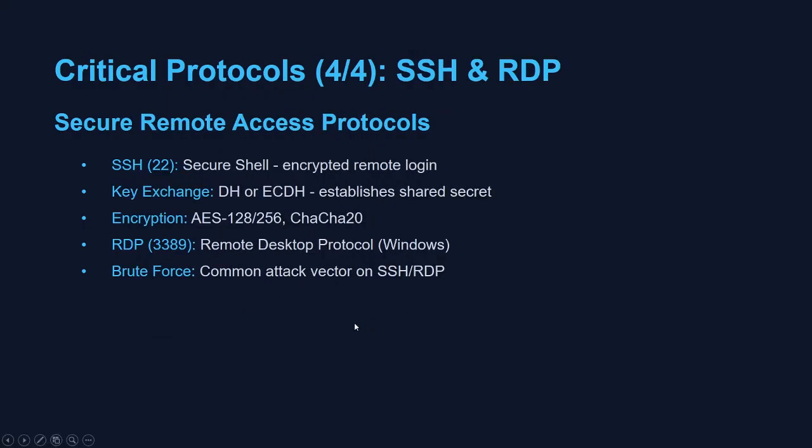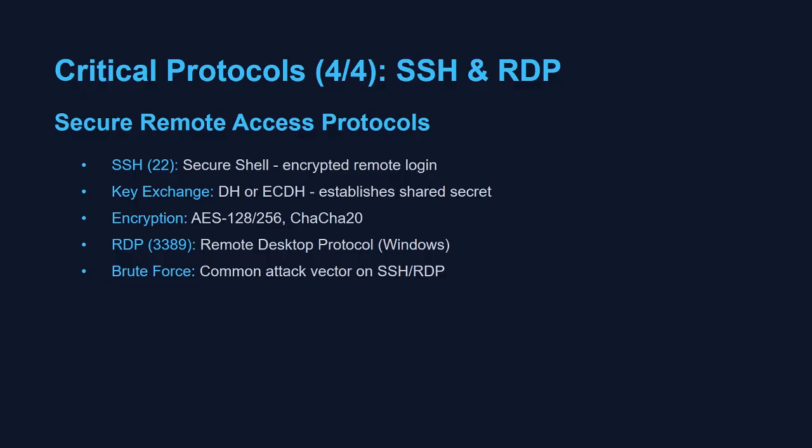This is SSH and RDP. SSH is used to securely access any network device, like secure shell. It opens a secure shell because it passes encrypted. It allows encrypted remote login. It has key exchange, DH, ECDSA, and encryption, AES 128.